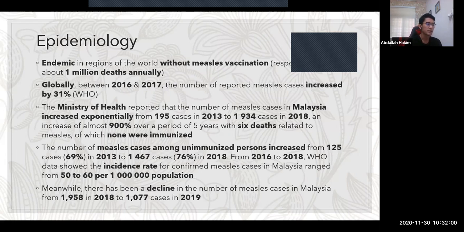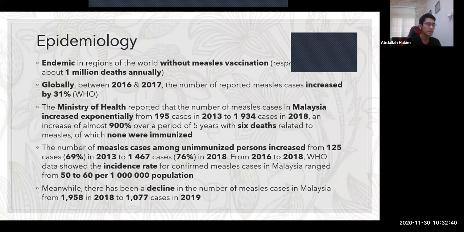In Malaysia, the Ministry of Health reported that the cases of measles increased from 195 to 1934 from 2013 to 2018, which is almost 900% over a period of 5 years. The number of measles cases among unimmunized persons increased from 125 to 1467 in 2013 to 2018. The incidence rate from 2016 to 2018 in Malaysia ranged from 50 to 60 per 1 million population.